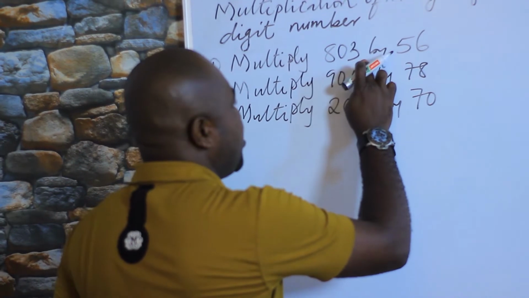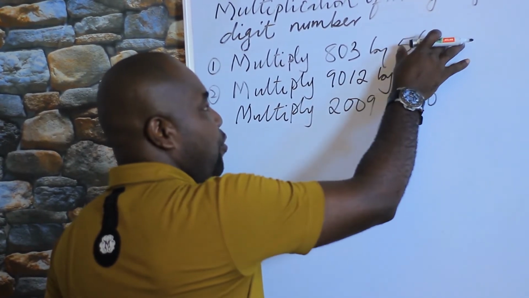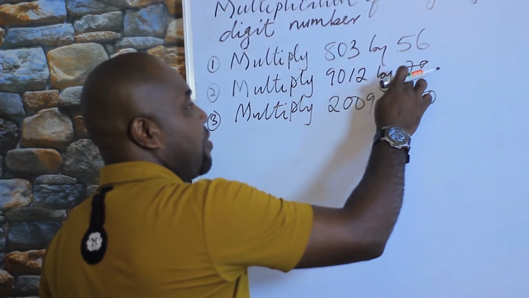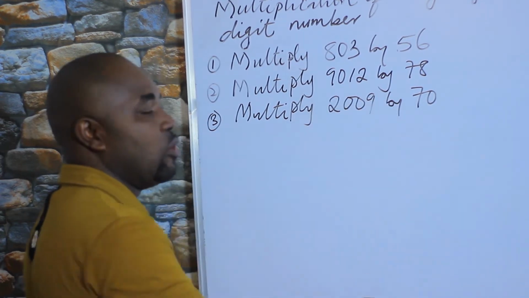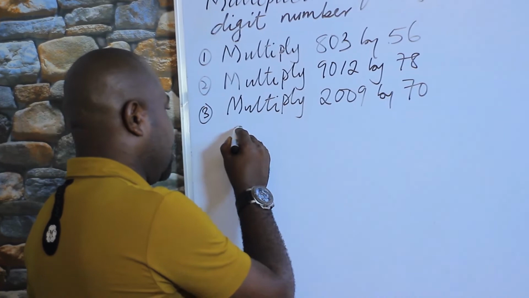This is many digit number. If you look here, you will see double digit numbers 56, 78, 70. These are double digit numbers. Solution.